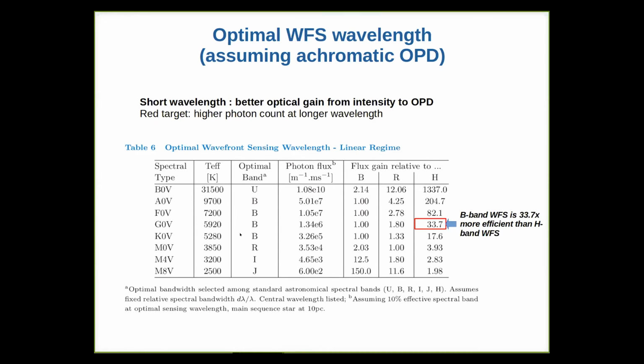This may be surprising to most of us because it's very messy to try to do wavefront sensing in the blue. But if we manage to, this is where we would get the best sensitivity. If you have a G-type star, for example, you might think, well, I'm going to do my wavefront sensing in H band because the wavefront's going to be really flat, so I'm going to be efficient. But if you do that, from the start, from the fundamental limit, you're taking a 33.7 times hit in sensitivity. If you manage to actually do the wavefront sensing in the blue, you'd be 33.7 times more sensitive.